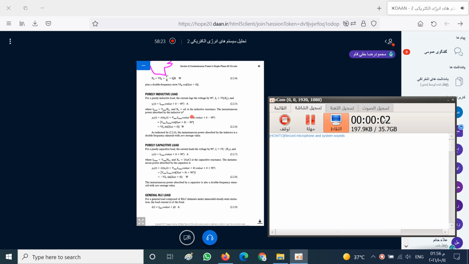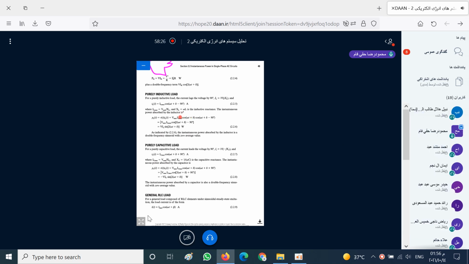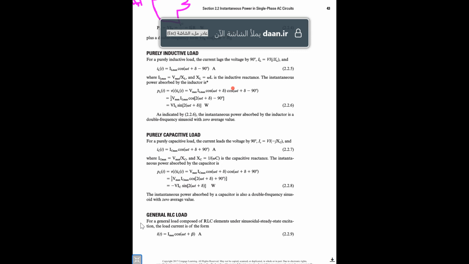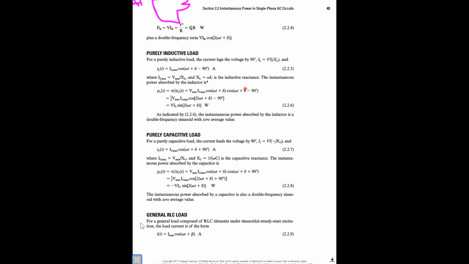Minus 90. We can write the multiplication of cosine omega t plus delta, multiplied by cosine omega t plus delta minus 90. We can write this form, and this will be converted to the final form. The PL(t) will be VI_L sine 2 omega t plus delta. Please write; if I want to plot this function, it will be this form.